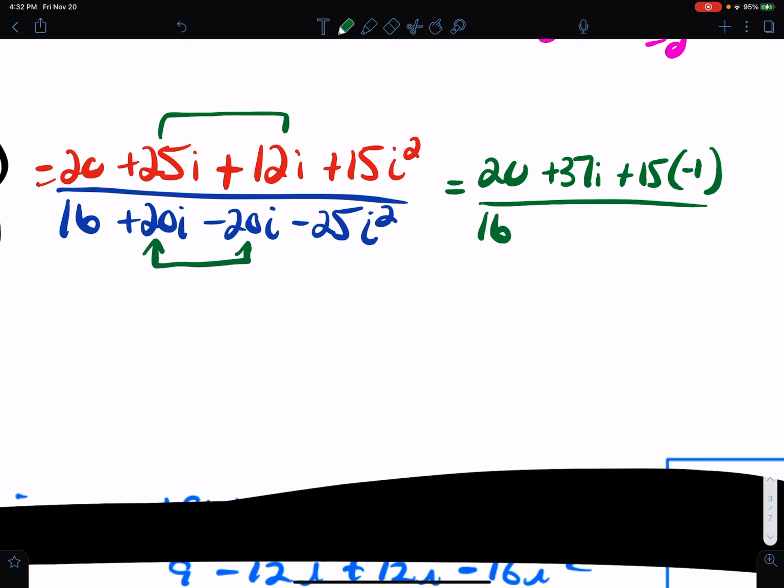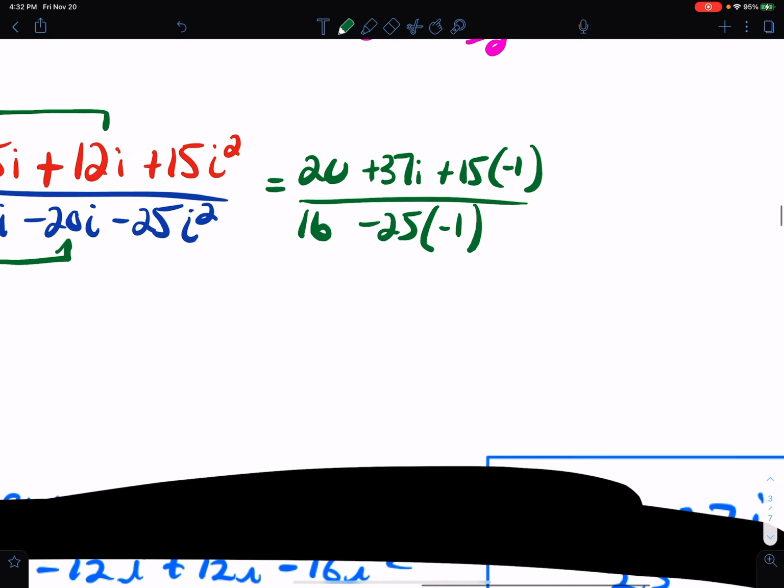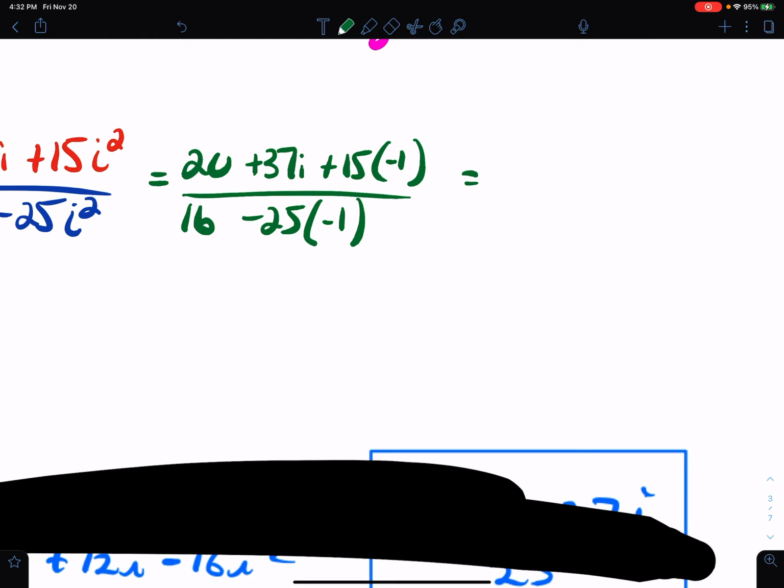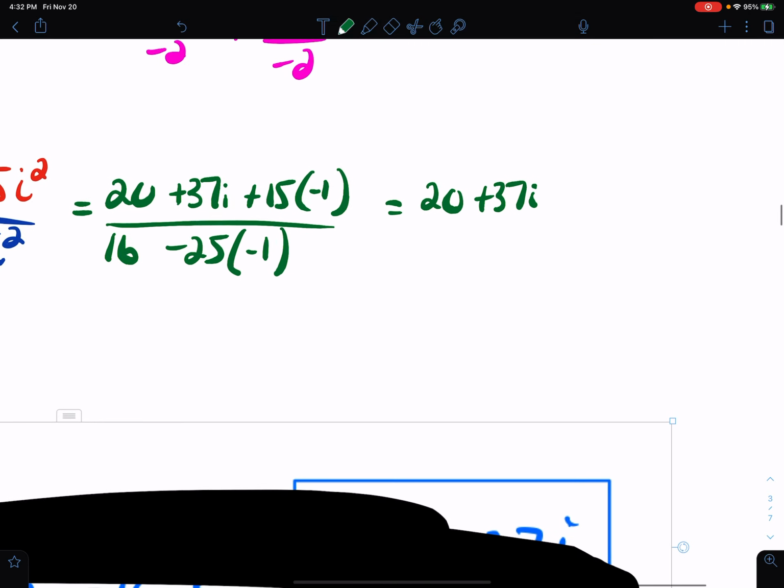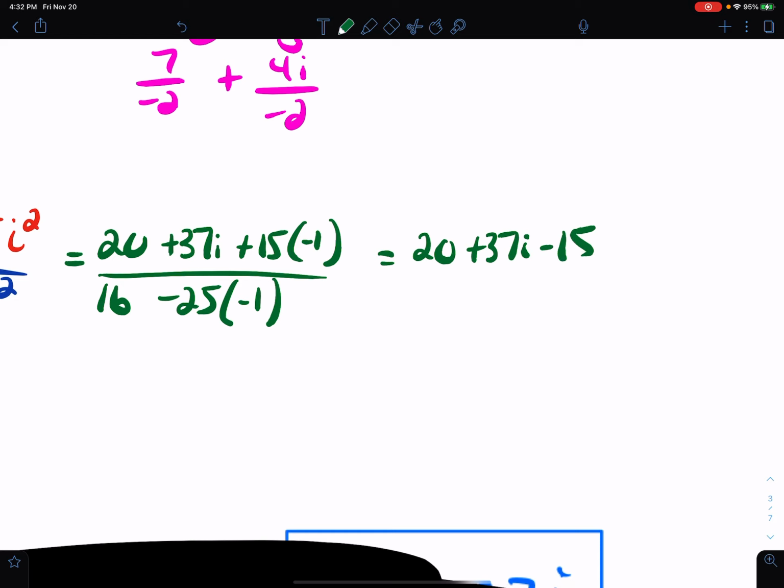If we use the right conjugate, the i's should go away. So 20i, taking away 20i is nothing. And then i squared goes away because it's just a -1. Now we'll simplify one more time. So 37i minus 15, sorry. And then on the bottom, we have 16 plus 25.